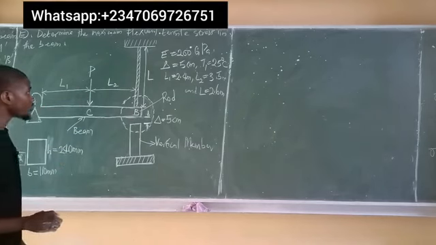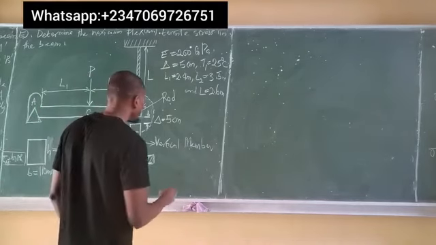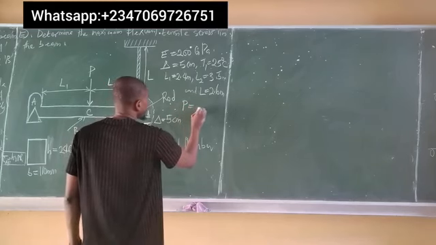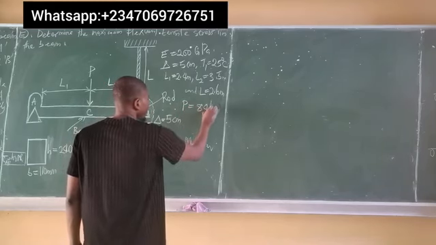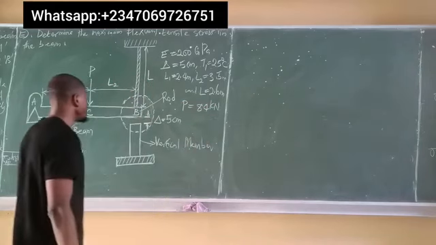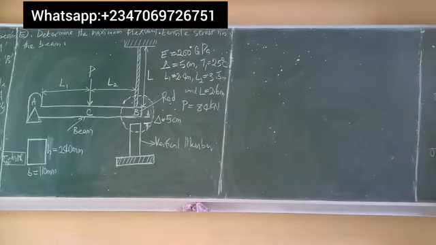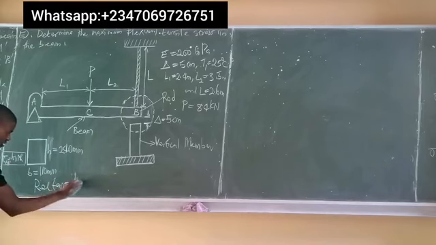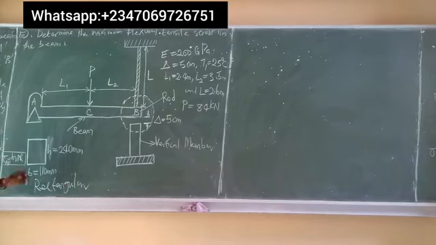We were also given the value of the force. The value of the force P was given to us as 84 kilonewton. Now this is the dimension of this beam, with a height of 240 and a width of 110. Which means this beam is a rectangular beam, having this height and this width.